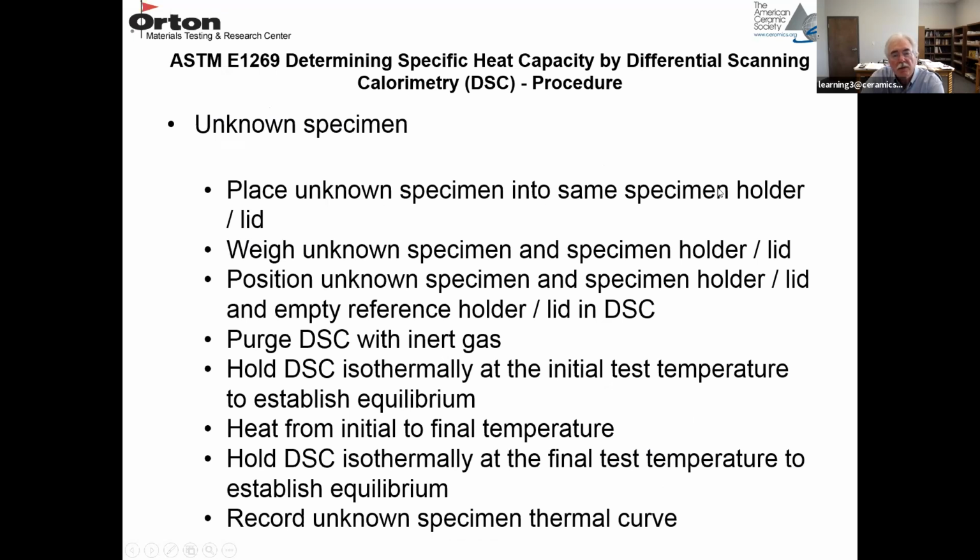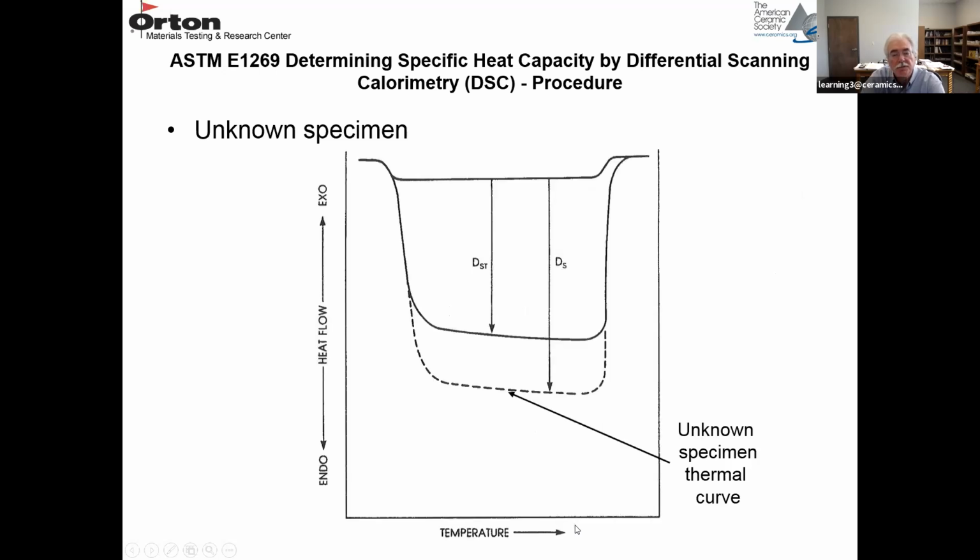You place the unknown specimen in the same specimen holder, weigh it with the holder and lid, position the unknown specimen and specimen holder and lid and empty reference holder and lid in the DSC, purge it with inert gas, hold it isothermally at the low test temperature, bring it up to the final temperature, and then hold it at the final temperature to establish an equilibrium. And then you record that thermal curve, and that's the one here with the dotted line. So you have your baseline with no sample or standard, your thermal curve with the standard, and then your thermal curve with the unknown sample.